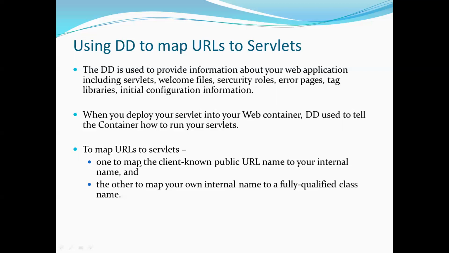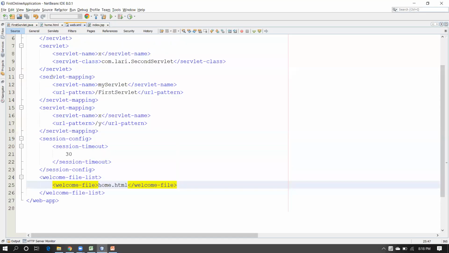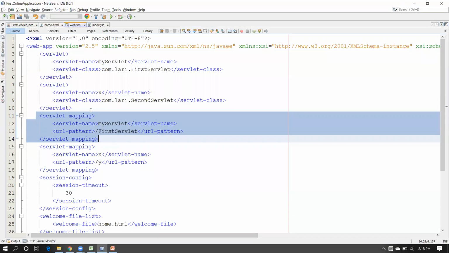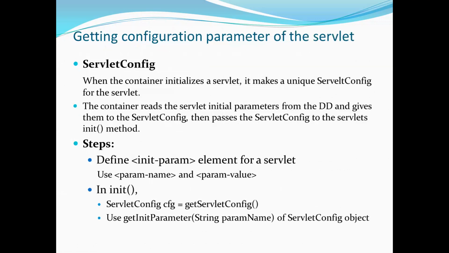So you can configure all the things in the deployment descriptor. To map a URL to the servlet, one maps the client-known public URL name to your internal name, and the other maps your own internal name to the fully qualified class name. These two points are actually about the servlet and servlet mapping, and we have already discussed this, so I'm not going to explain it in detail.